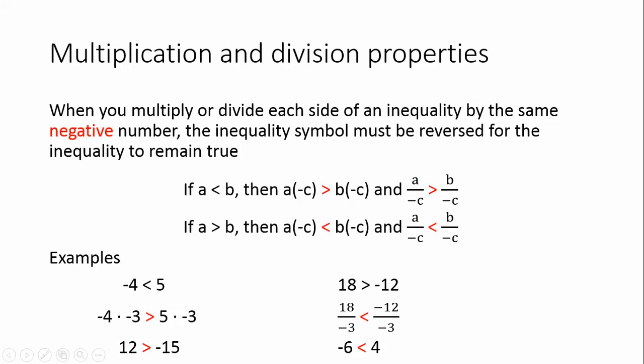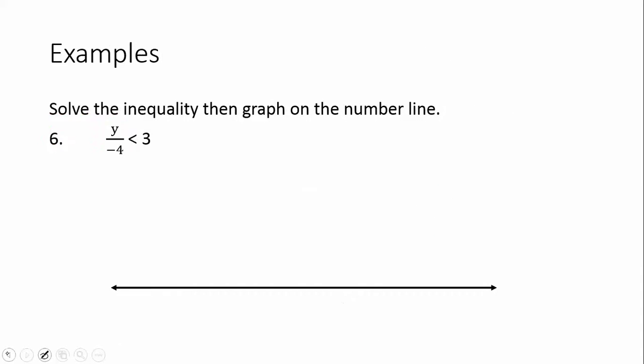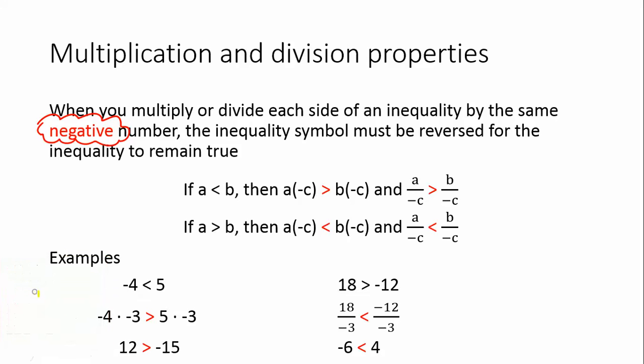And now we have the part of the lesson that's a little bit different. This is what happens when you multiply or divide an inequality by a negative number. When you multiply or divide by a negative number, you have to flip the inequality symbol in order for it to remain true. So the inequality symbol must be reversed for the inequality to remain true. And this is because of the rules with multiplication of negative numbers. Remember that when you multiply something by a negative, it's going to change its sign.